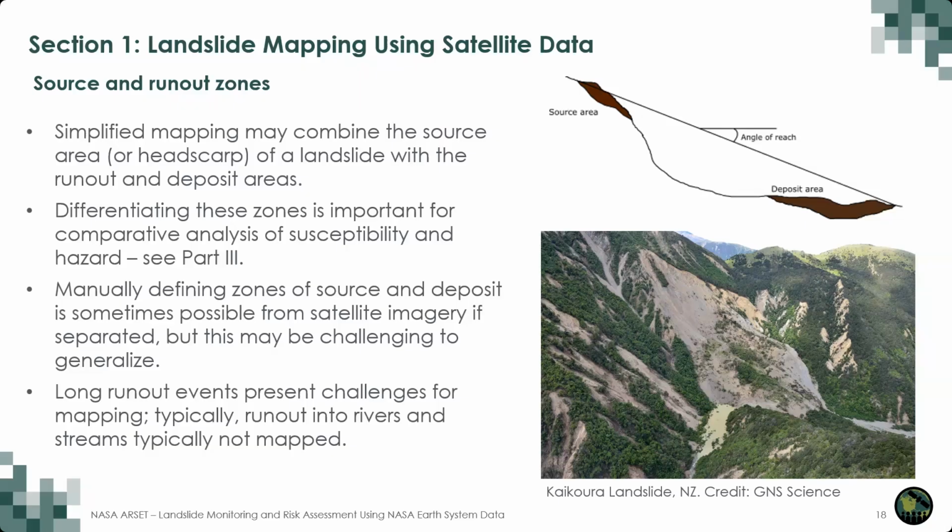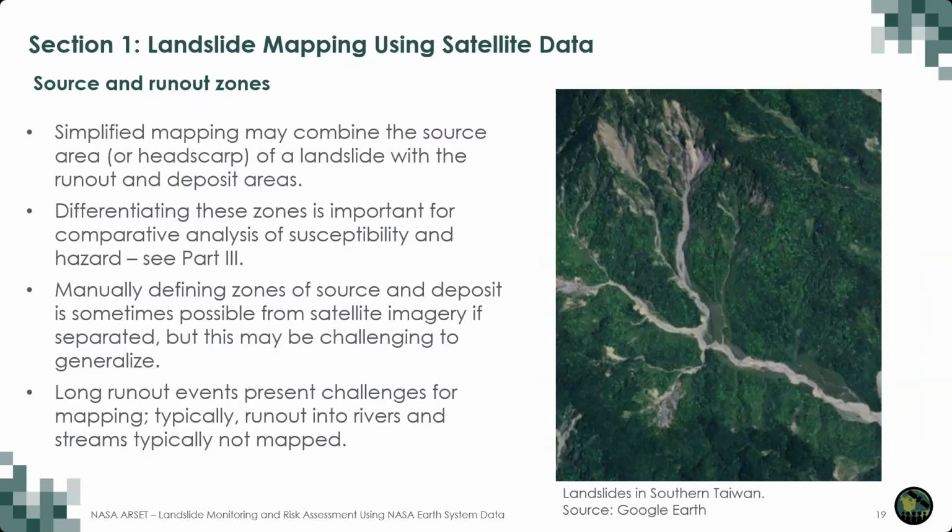You can see where there's vegetation still on top of a lot of that deposited material. So there are context clues you can use to distinguish between source and deposit, but these can be quite hard to generalize. This is particularly challenging when we're talking about longer run-out areas. Here I'm showing an image from Google Earth from southern Taiwan. We'll refer to southern Taiwan a few times in this training because it has some really useful and illustrative examples. Here you can see these very large landslide scars at the top of this hill slope.